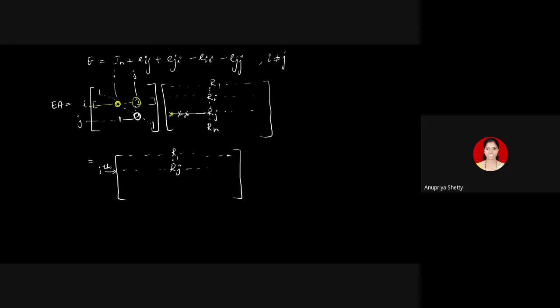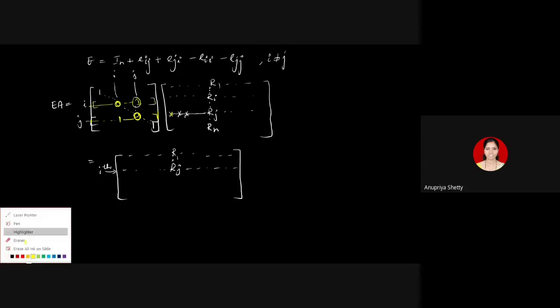The same effect happens when you try to compute the jth row. If I want to find out what the jth row of the product matrix EA is, I have to multiply the jth row of this matrix E with each of the columns. But look at the jth row, it has 1 present in the ith place, right? So when I multiply this row with the first column, 1 gets multiplied with the entry from Ri. I hope you are able to follow that.